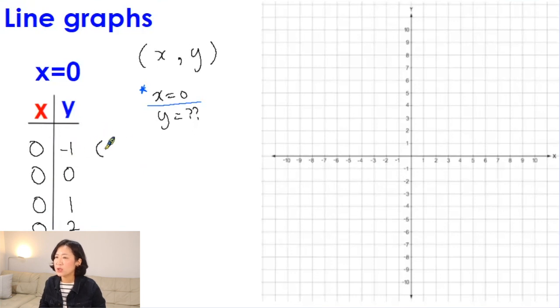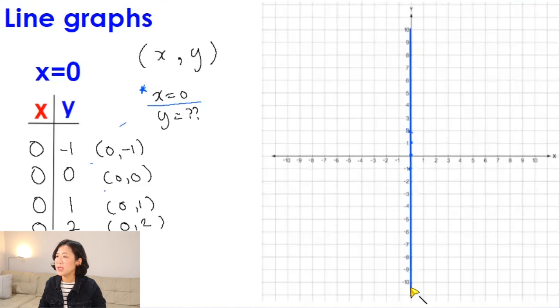0, 1, 0, 0, 0, 1. So you can choose 2 points and then join them together. Then we can draw the line. Let's see, 0, minus 1, then 0, 0. Let's do it more. 0, 1, 0, 2. So let's connect all of these points together. So this is the line graph of x equals 0.